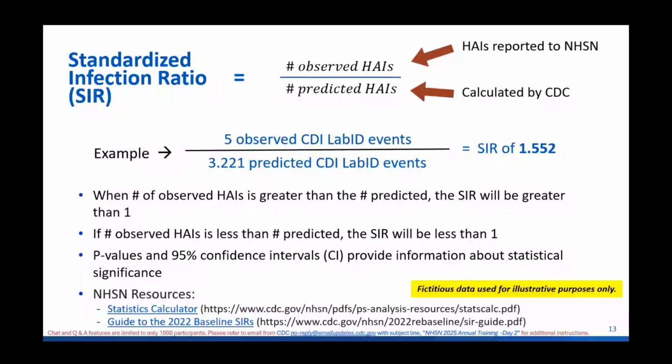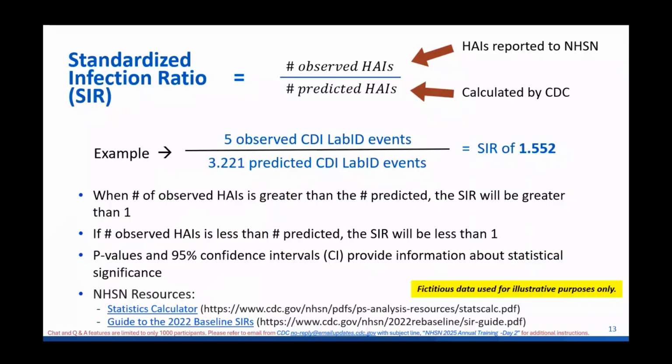So there's an example here where a hospital has 5 CDI events in the numerator. That's their observed count. And in the denominator, Becky's making us do some calculator work here. So 3.221 predicted LabID CDI events. Plug this into a calculator and you will get an SIR of 1.552. Once you have this ratio, you really just compare it against the number 1.